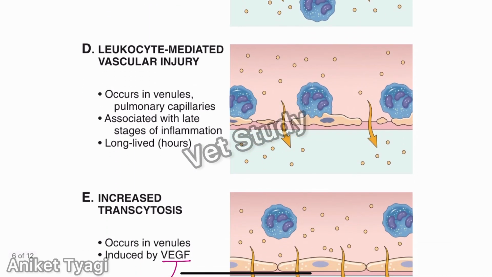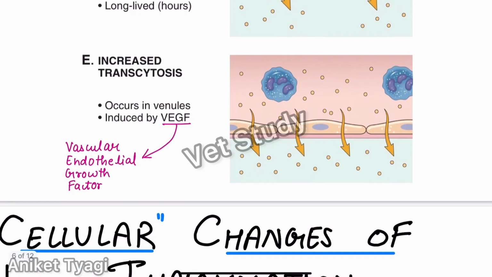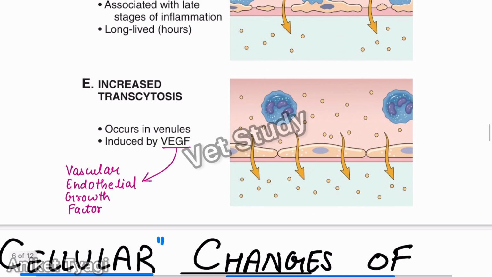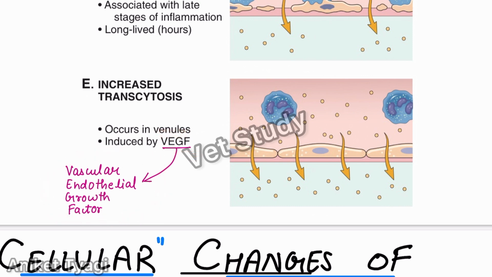After this, we have leukocyte mediated vascular injury, in which this leukocyte will attach to the endothelial cell, and this mainly occurs in the venule and pulmonary capillaries, and it is associated with the late stage of inflammation. It is usually long lived. Increased transcytosis. This transcytosis occurs mainly in venule, and it is induced by vascular endothelial growth factor, VEGF. So there will be more transcytosis and movement of protein, but there is no movement of the leukocyte in this.